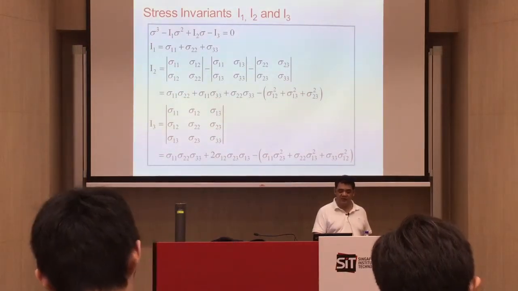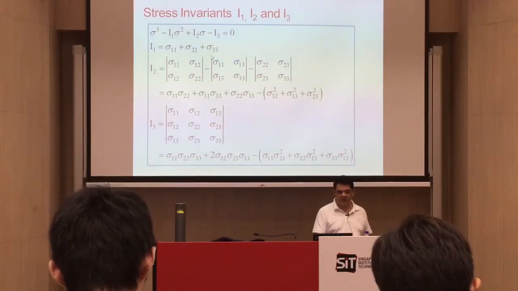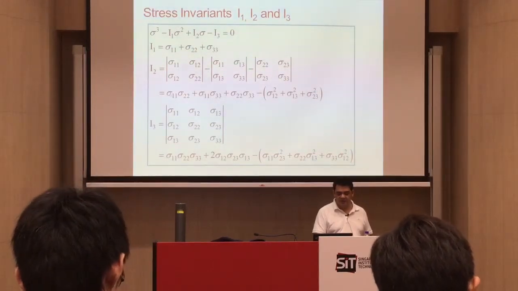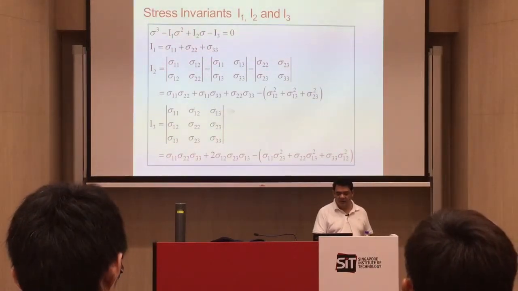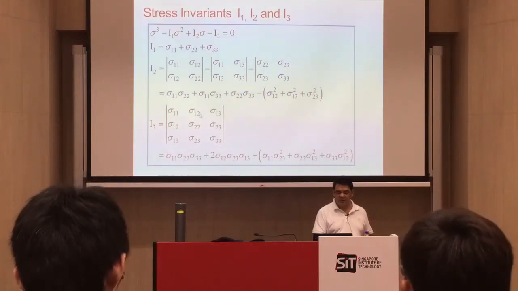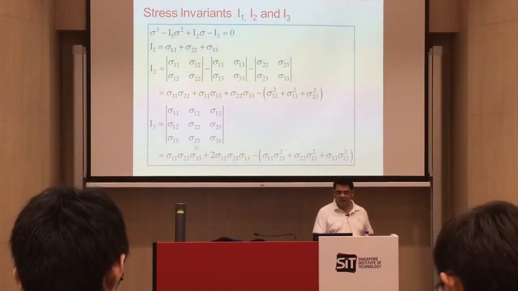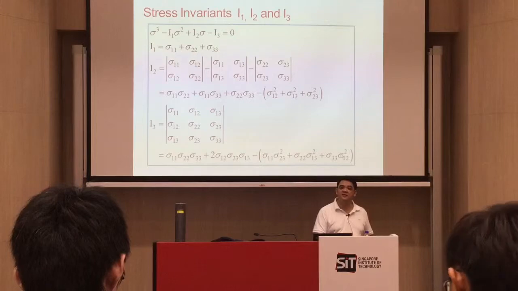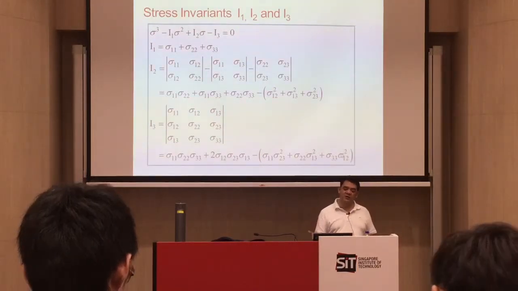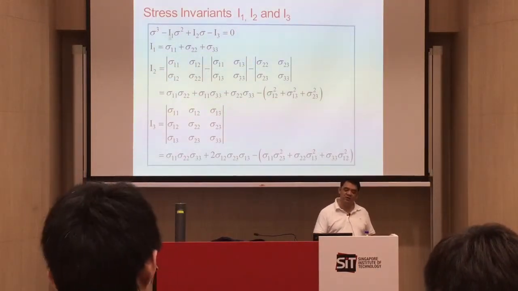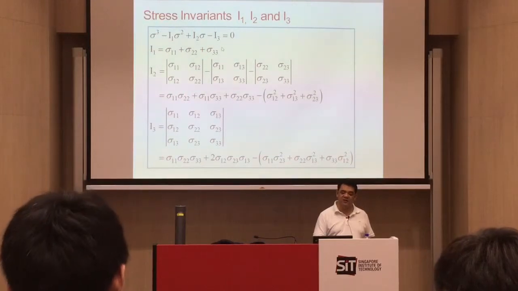So I1 will be sigma 1, sigma 2, and sigma 3, the sum that is. And this one, I2, will be equal to this one here. And then I3 will be the determinant of this one, which is that. So once you solve that, of course, plug it into this equation and take the root of this equation.